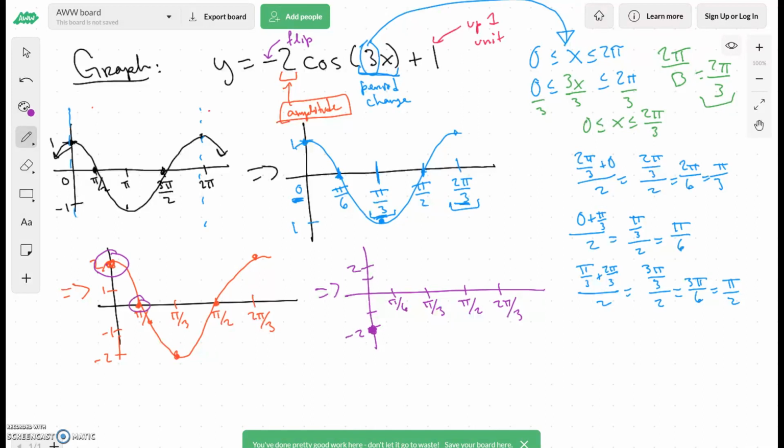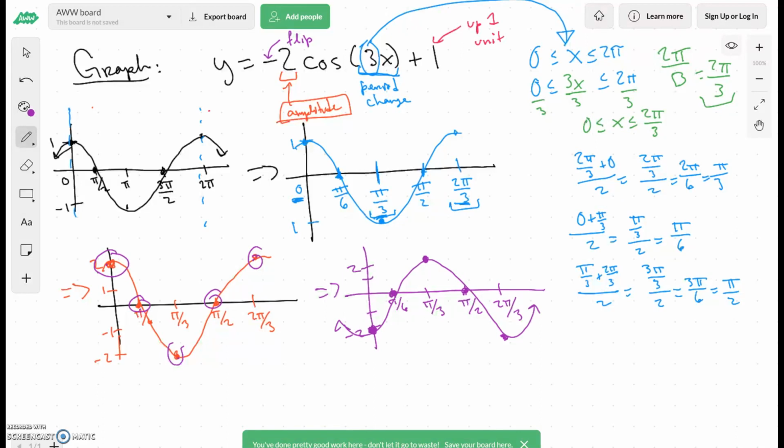Here, this one's at 0. That's not going to change. It's going to stay the same. Right now, this is negative 2. I'm going to switch that. That's now going to be a 2. The 0 is not going to change. And then the last one, this 2 is now going to change into a negative 2. So what I did here is I just flipped the graph over. I just flipped it.